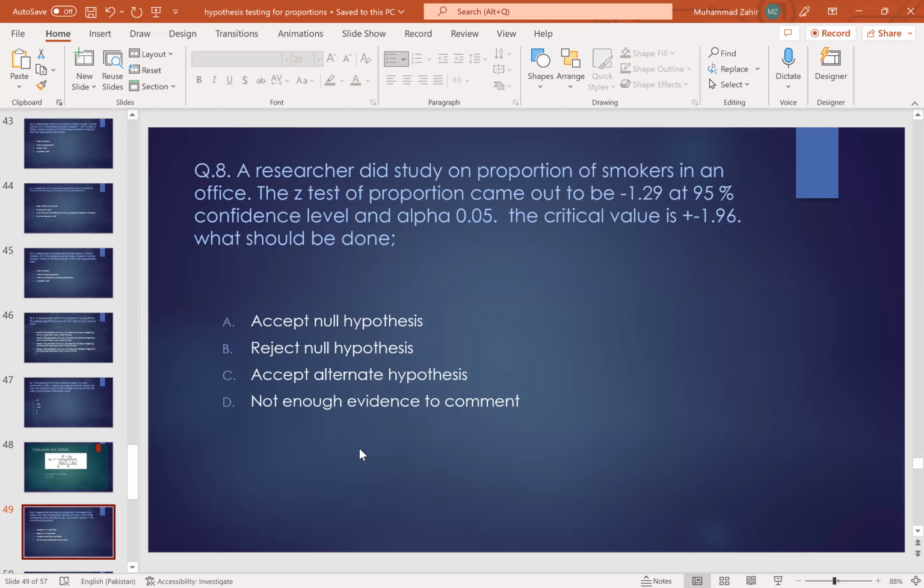B. No, it's A, because our value is minus 1.29, and as you can see, plus minus 1.96 is on both sides. So minus 1.29 is within the critical values, so we will accept the null hypothesis.